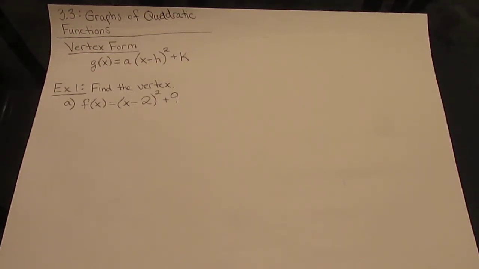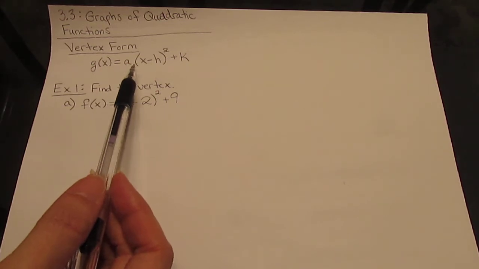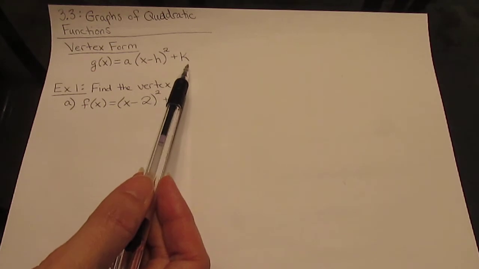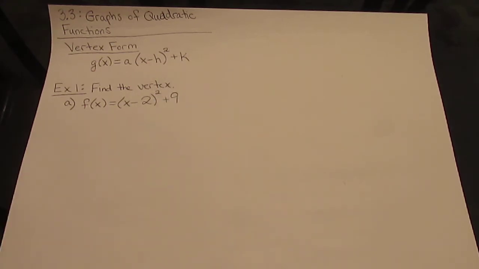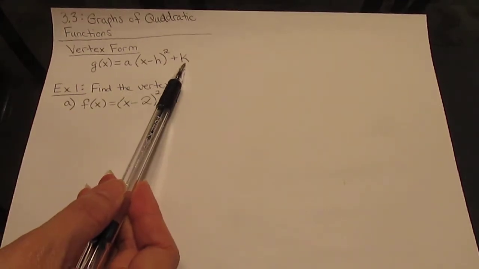Today we're working on 3.3, graphs of quadratic functions. The first thing I want to look at is vertex form. I have it written out on the paper here for us. g of x equals a times the quantity x minus h squared plus k. The different pieces we can see in vertex form is we can pull the vertex out. If it's written in vertex form, the vertex is (h, k).